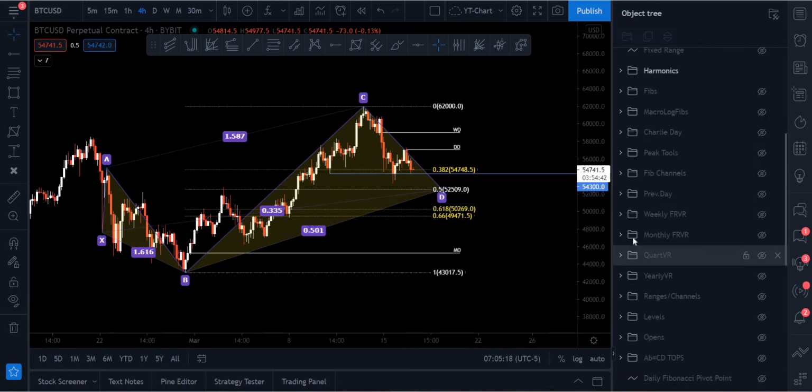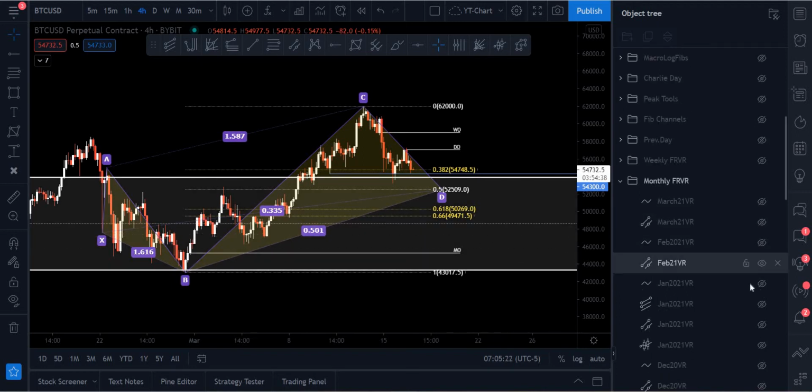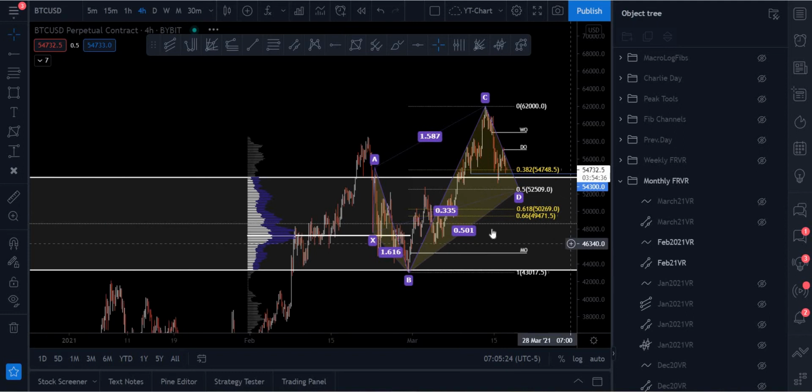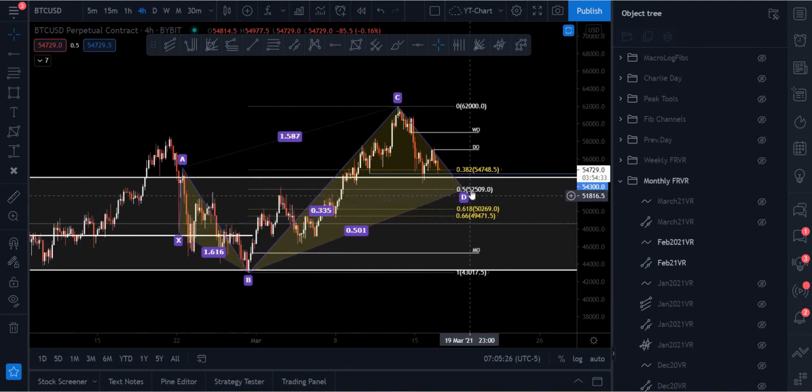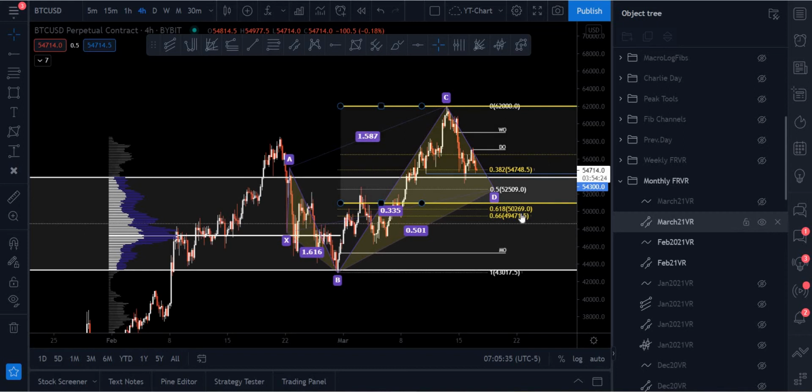One reason is we have the monthly ranges to consider. So our February range is right here. This is our February range. We'll be finding our way back into it should we come down to this level and not get the bounce, right? Where's our point of control on this one? It's down beneath the 618 of this range. It's way down here. This is our monthly range.